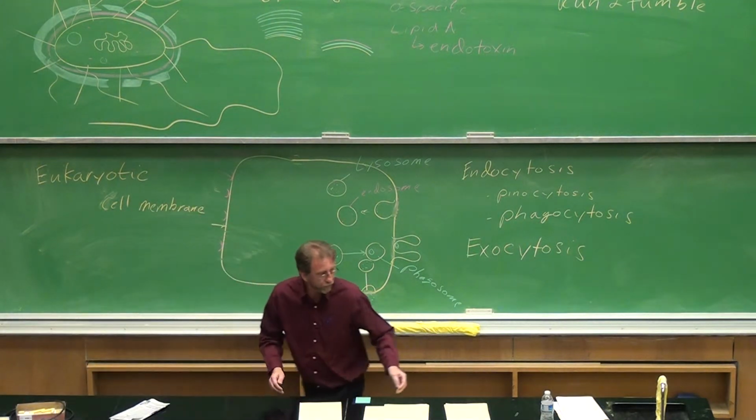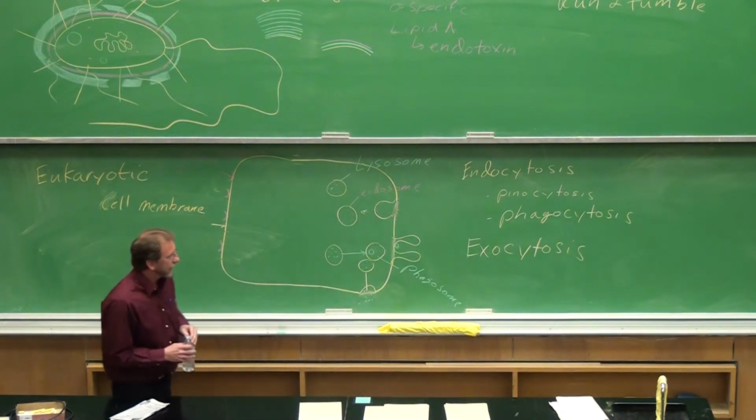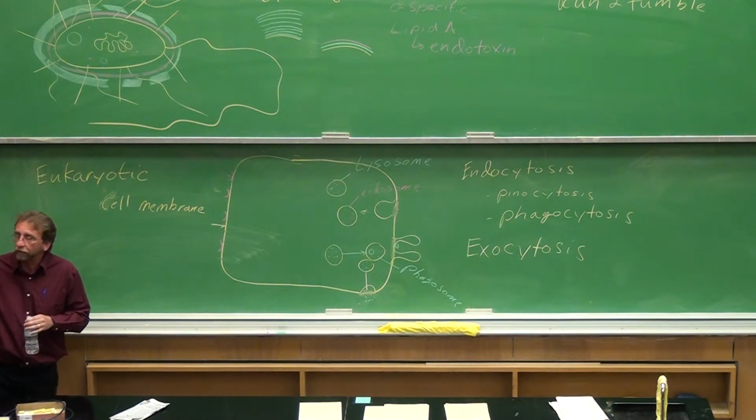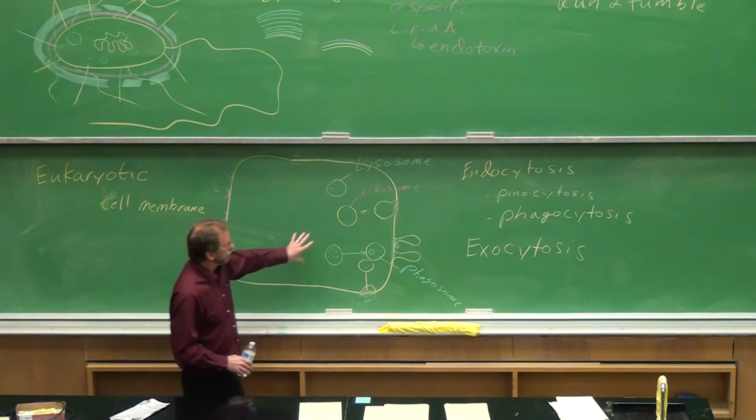So endocytosis is the main means by which eukaryotic cells are able to move things across the membrane. Of course, they still have the protein channels and the protein carriers that prokaryotic cells do, and those are certainly used to move material into the cell.